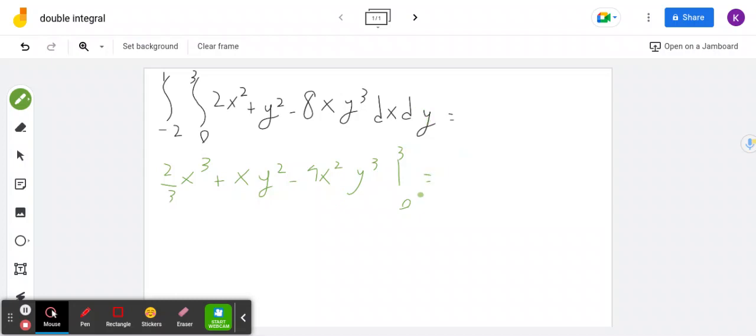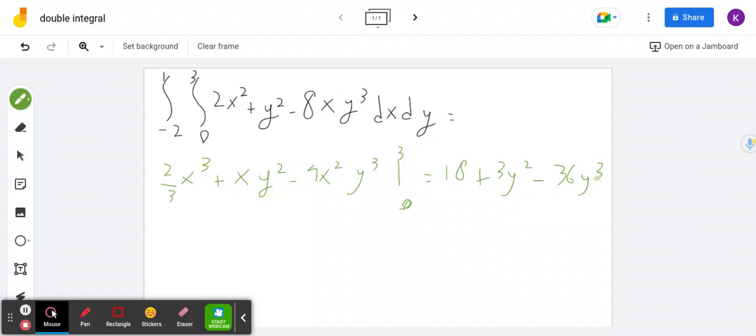When we plug in 0, it all becomes 0. When we plug in 3, we get 27 times 2/3, which is 18, and then 18 plus 3y squared, and then minus 36y cubed. So this is our expression.